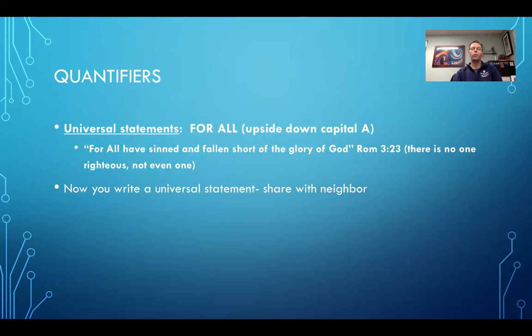The other type of quantifier is a universal statement, for all. It makes an assertion about everything in a particular universe inside a particular category. For all have sinned and fallen short of the glory of God. All. So this is a claim about all humans.